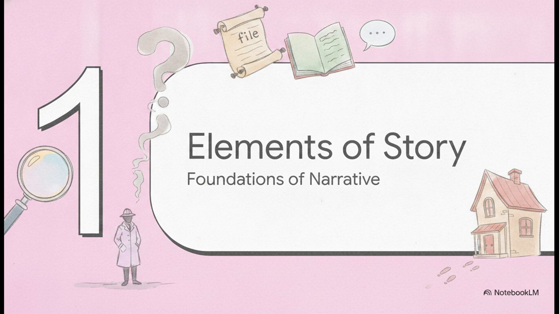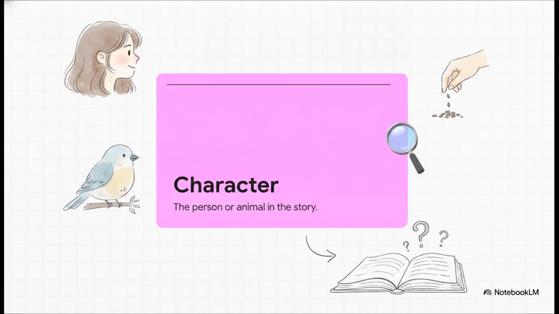These are essentially the foundations of any narrative. We've got to start with our primary suspects, right? The characters. A character is simply the person, or maybe an animal, in the story. It's the who of our mystery. For example, look at this piece of evidence. Rena fed the hungry birds every morning. If we just ask ourselves who is actually doing the action here, it's crystal clear. Rena is our character. Identifying the character is literally step one because it anchors everything else that happens.